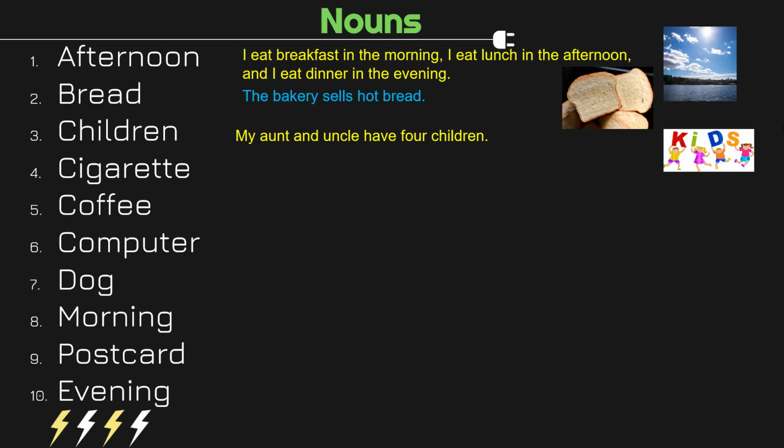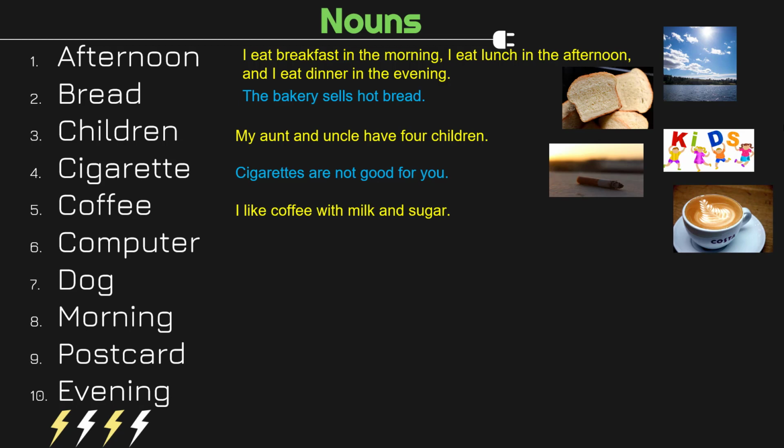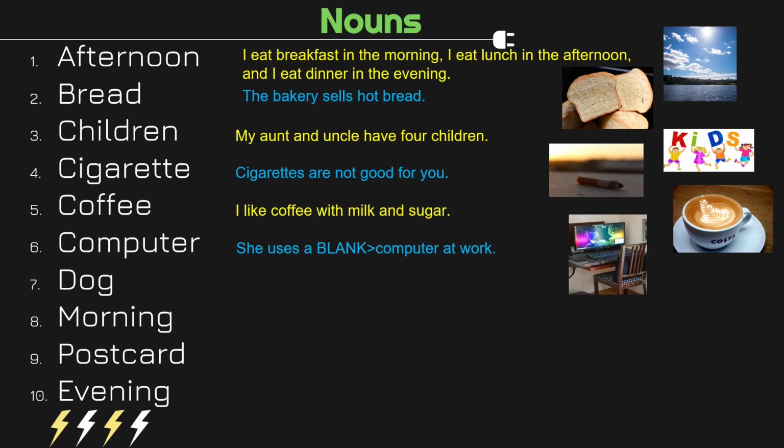Cigarette. It is a rolled paper with tobacco inside that you smoke. Cigarettes are not good for you. Coffee. It is a dark hot drink that many people have in the morning. I like coffee with milk and sugar. Computer. It is a machine that organizes information. She uses a blank computer at work. Dog. It is an animal that is a common pet. My dog sleeps on my bed.